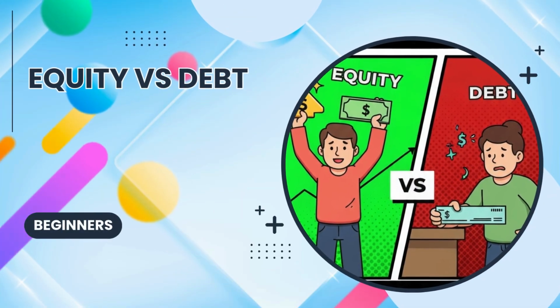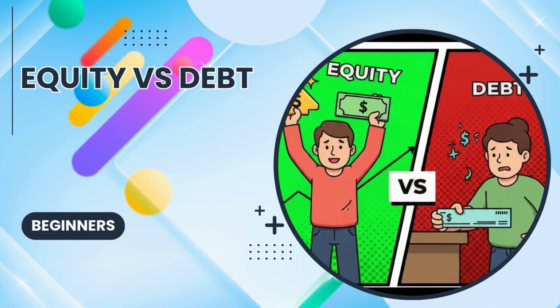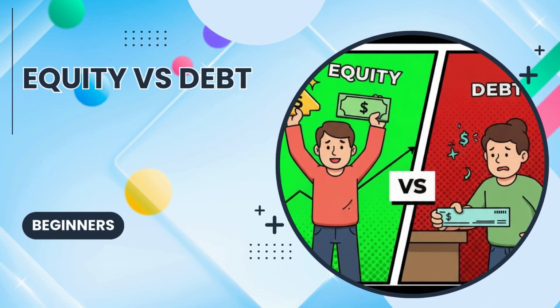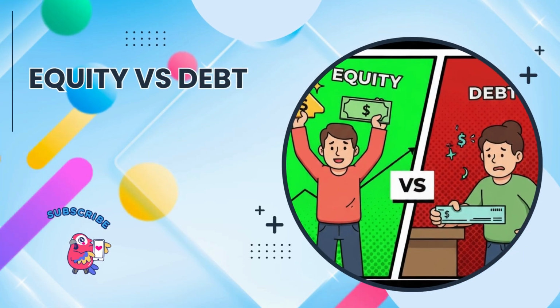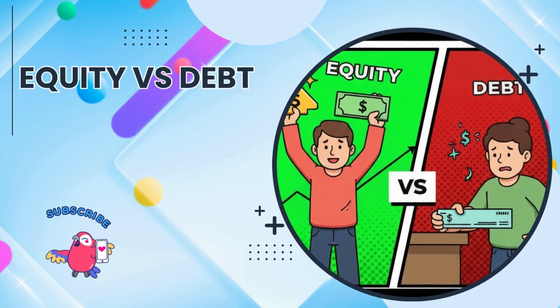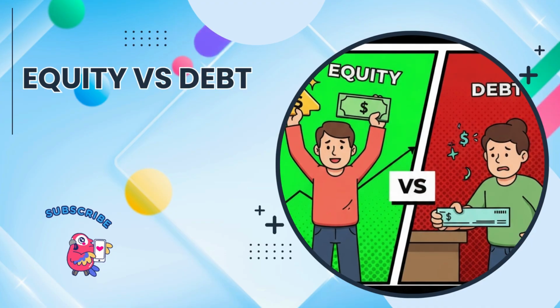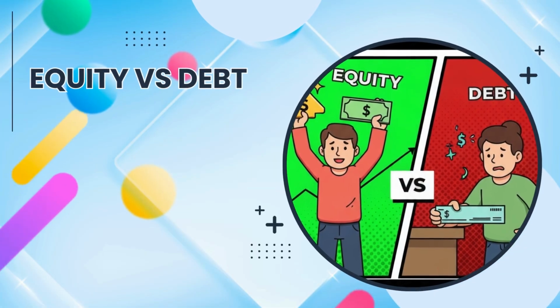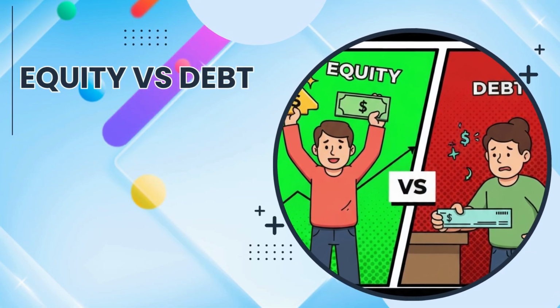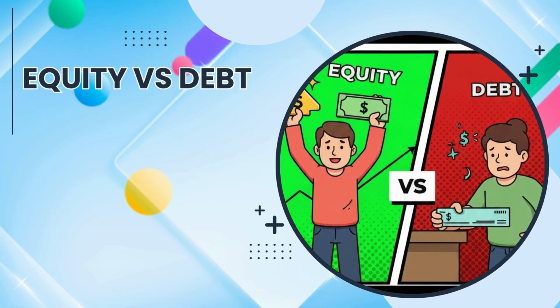In finance, there are two main ways companies raise money, through equity or debt. Equity means ownership. When you buy a company's share, you own a small part of that business and share its profits or losses. Debt, however, means borrowing. The company takes loans or issues bonds and repays them with interest. Equity investors can gain from rising stock prices and dividends, but their returns aren't guaranteed. Debt holders get fixed returns but don't own any part of the company. Knowing this difference helps you understand how companies balance growth with safety.